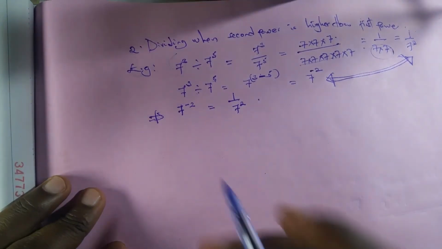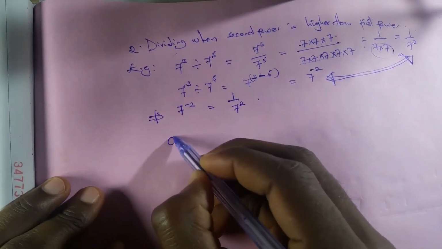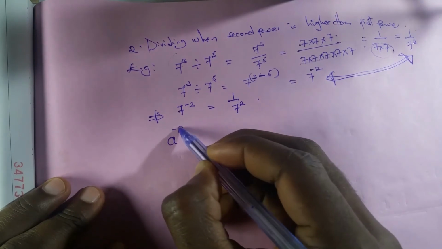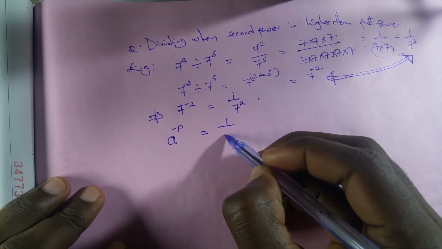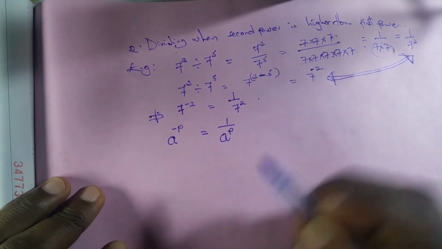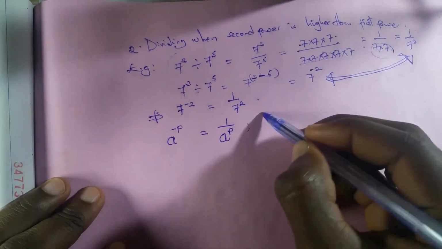So what do we conclude here? We have a base raised to a negative power is just the same as having 1 out of a raised to the positive of that power. That is our property 5.